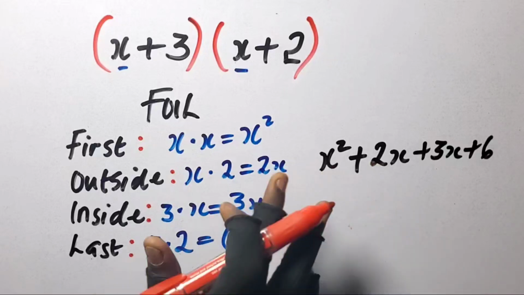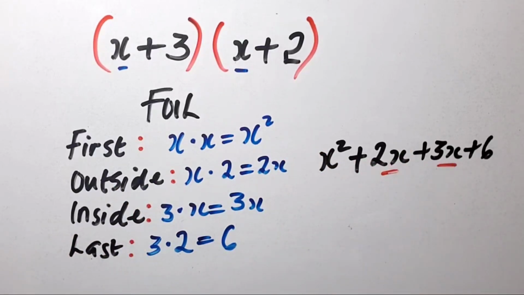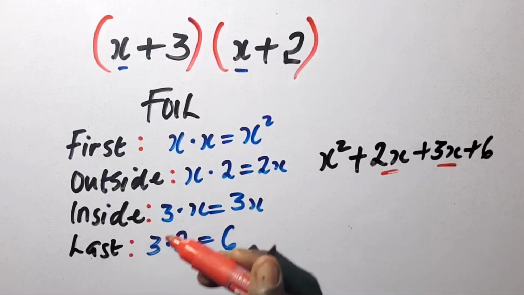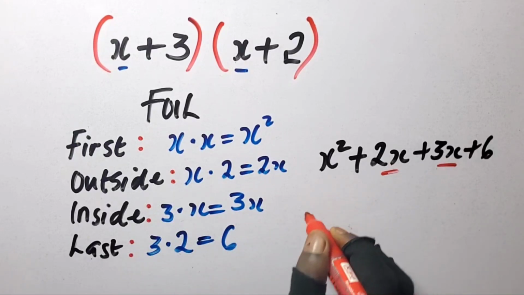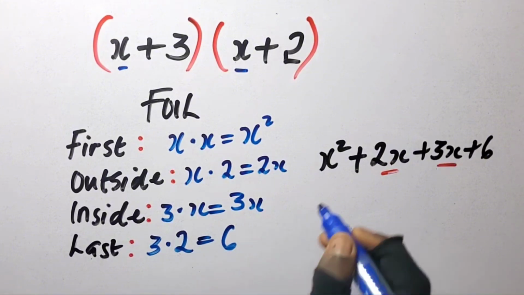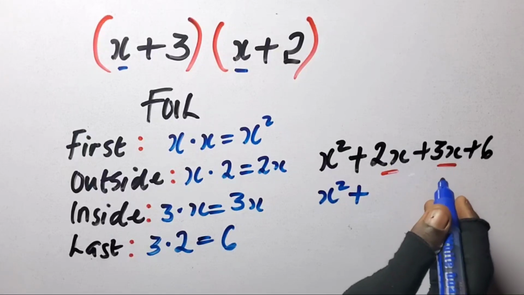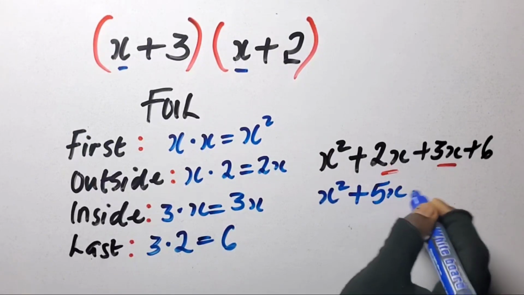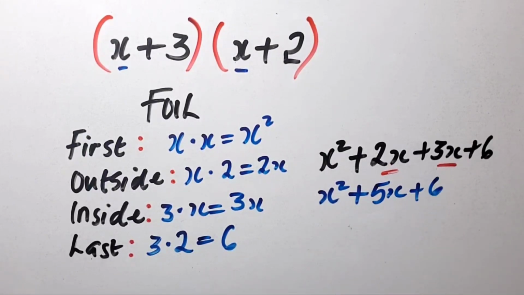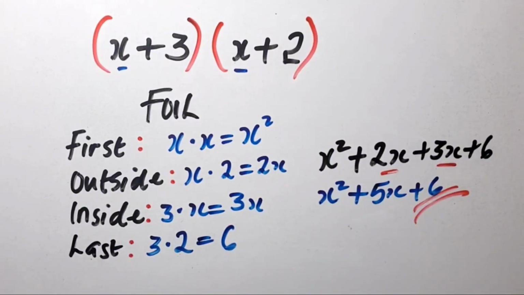No. We must clean up the mess. Look at the middle. We have 2x and 3x. We have like terms. These are like terms. Combine them. So therefore, it becomes x squared plus 2x plus 3x. That is 5x plus 6. Therefore, this is our final answer.